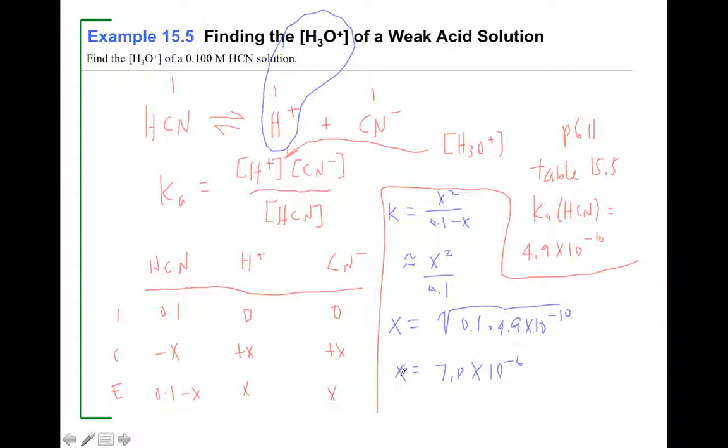All right, can you see that that's small? If I subtract that from 0.1, my x-is-small approximation is good. It's not going to change that 0.1. So now I know what x is. Beautiful. So really, my concentration of hydrogen ions is 7 times 10 to the negative 6.